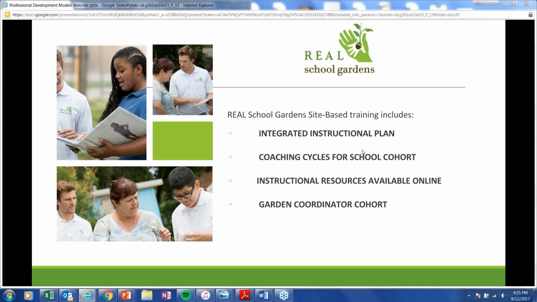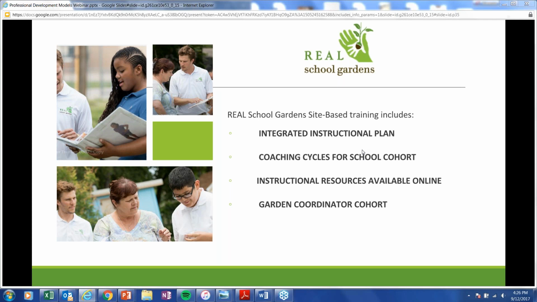we create an integrated instructional plan with school leadership and a cohort of teachers who become teacher leaders at the school. We look at what their scope and sequence is, what teachers are teaching that year, what we could teach using the garden and the outdoor classroom to support student engagement, exploration, and understanding of that concept.